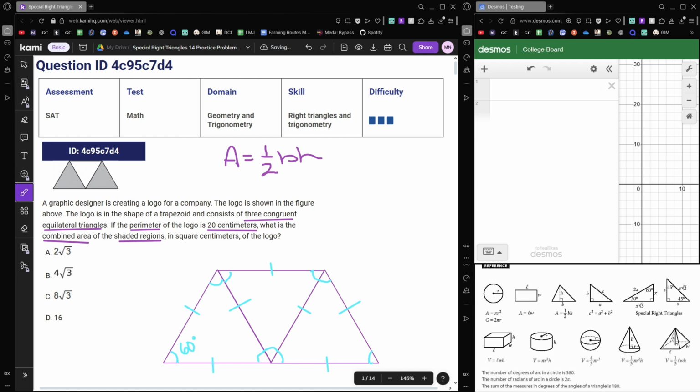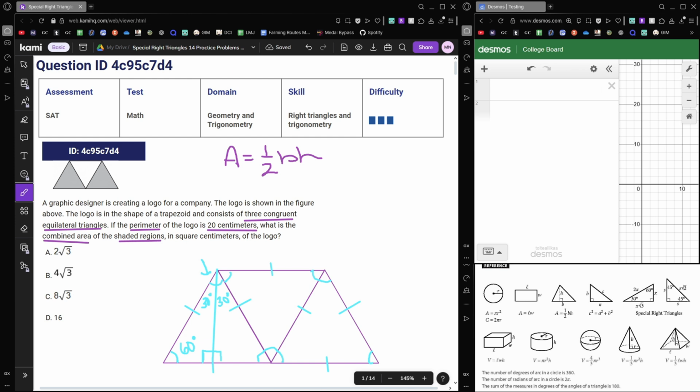Now the first thing you want to do when you have an equilateral triangle is to split it in half. And the reason for this is because now you have split this 60-degree angle up here into 2 30-degree angles, and you also just created a 90-degree angle here on the bottom. So you pretty much just created a 30, 60, 90 right triangle.